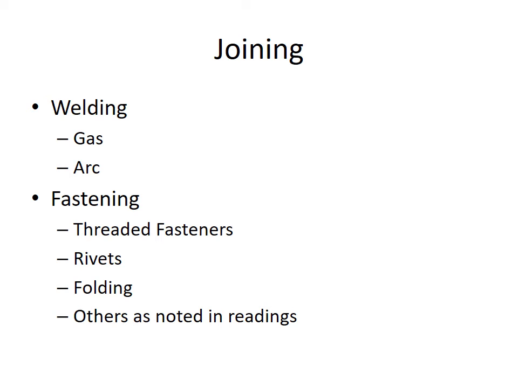But there's also joining processes with fastening as part of a manufacturing process. And there's threaded fasteners, there's rivets, you can fold pieces together. That's how you would make ductwork. You take the sheet metal and you fold it in and of itself, and it creates a joint. And again, there are readings posted for this. You should look at those readings.